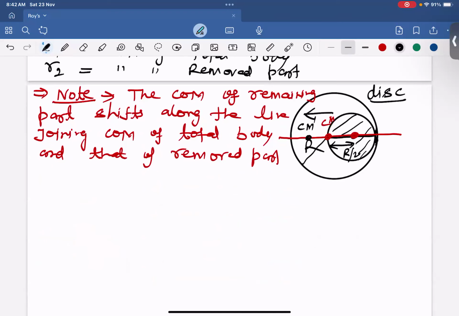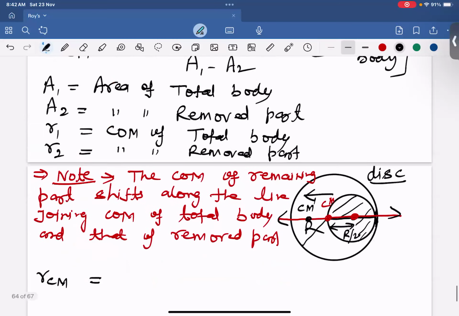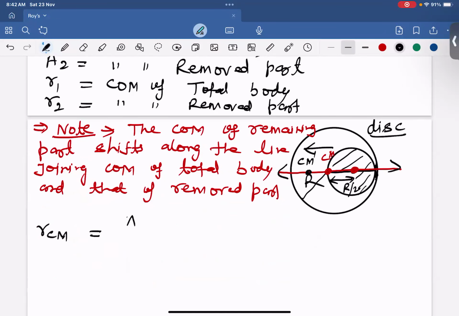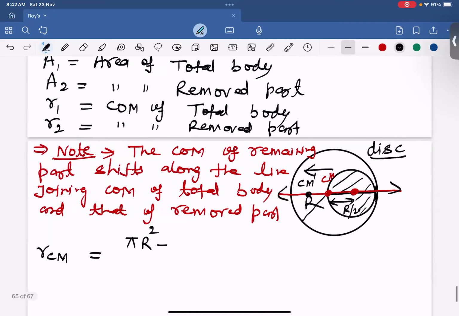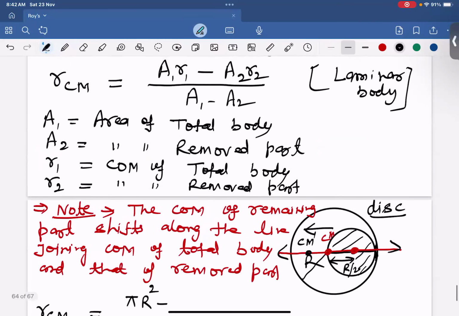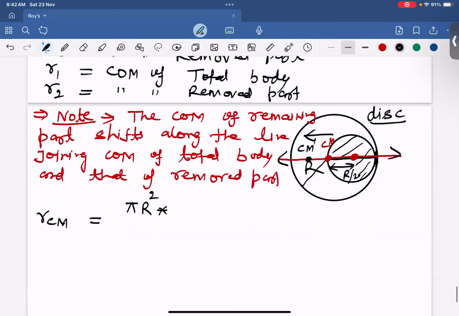So if I try to find the center of mass, let's write it as r only. I know it is A1, the area of the total body, the disc area. I can write here pi r square, and the area A1 into R1 is also there. So R1, I am taking as the origin. Let's suppose I am taking it as the origin. So this coordinate is 0, 0.